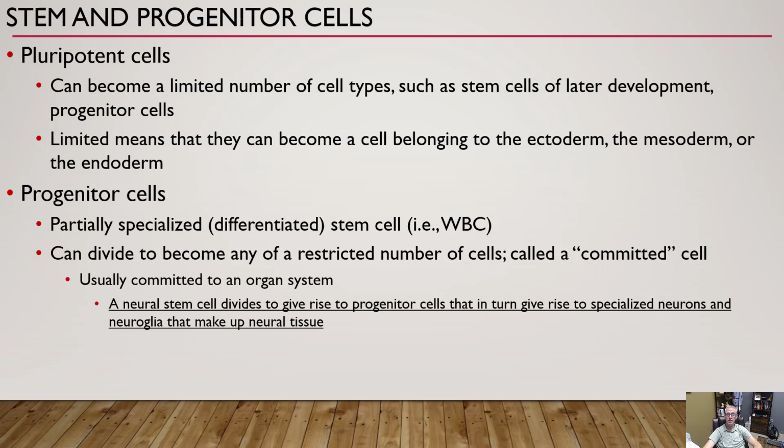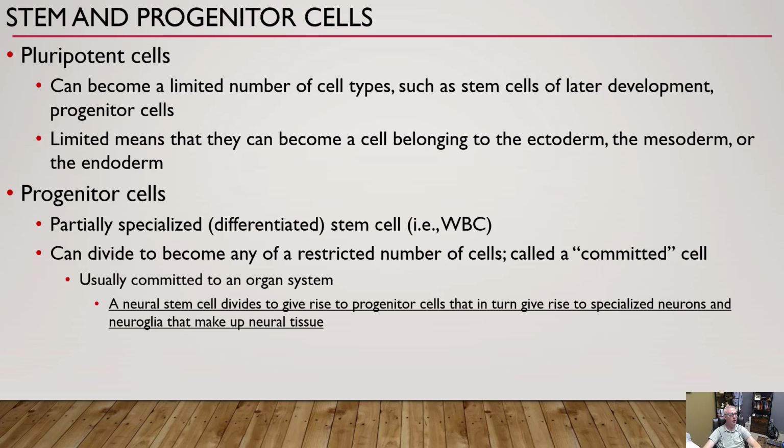Now, a progenitor cell is kind of third. It's still really high up, but it's lower than the totipotent and the pluripotent. Progenitor cells are partially differentiated. They can become any number of restricted cells. They're actually called a committed cell, in that they're committed to some organ system.